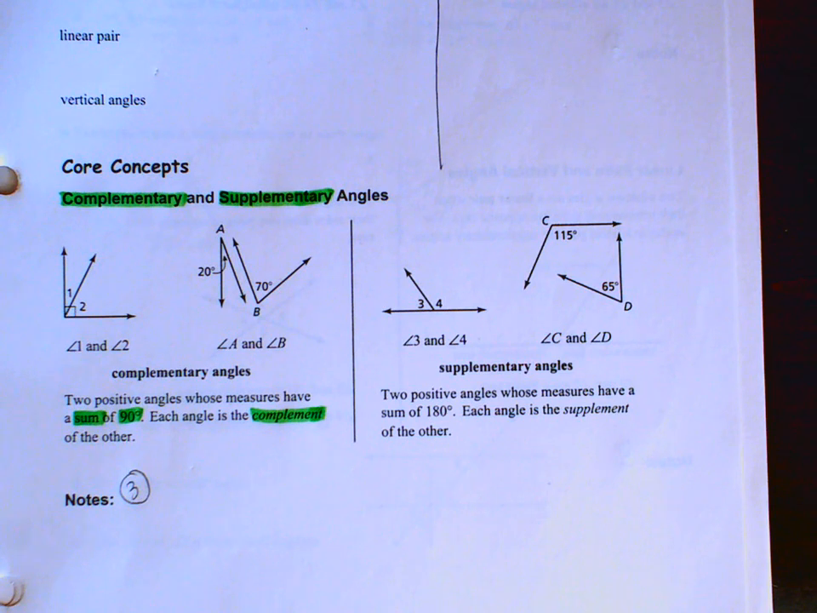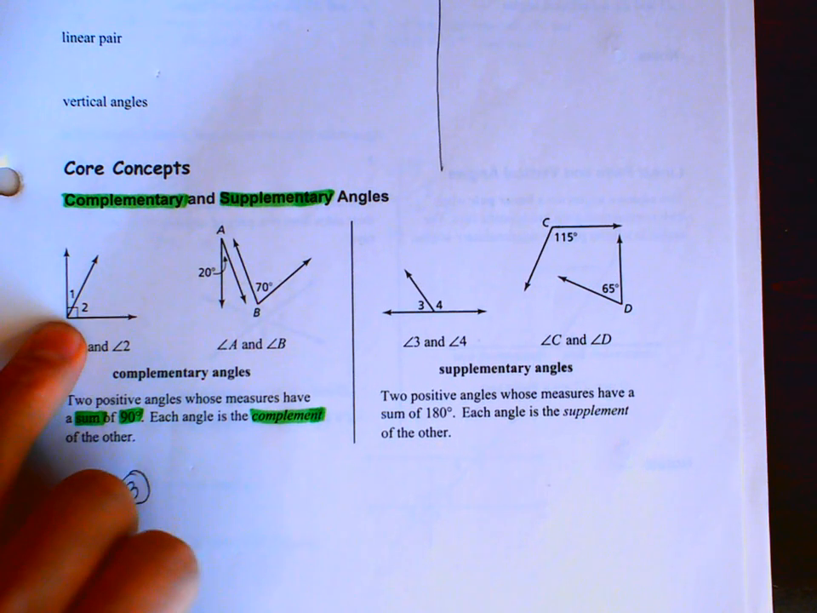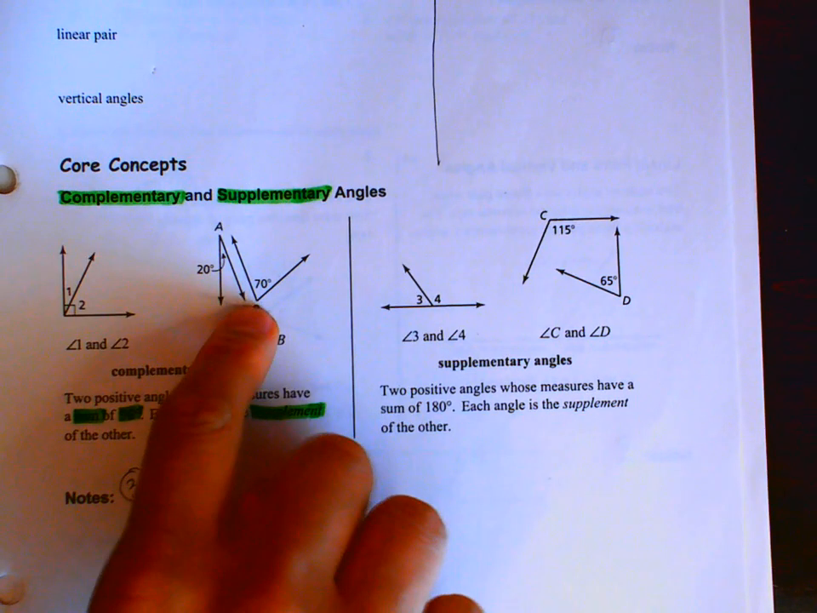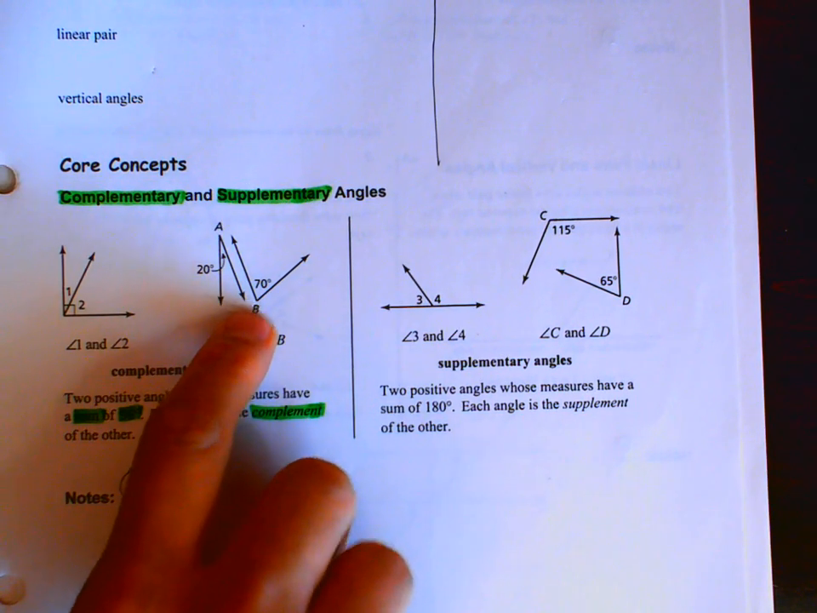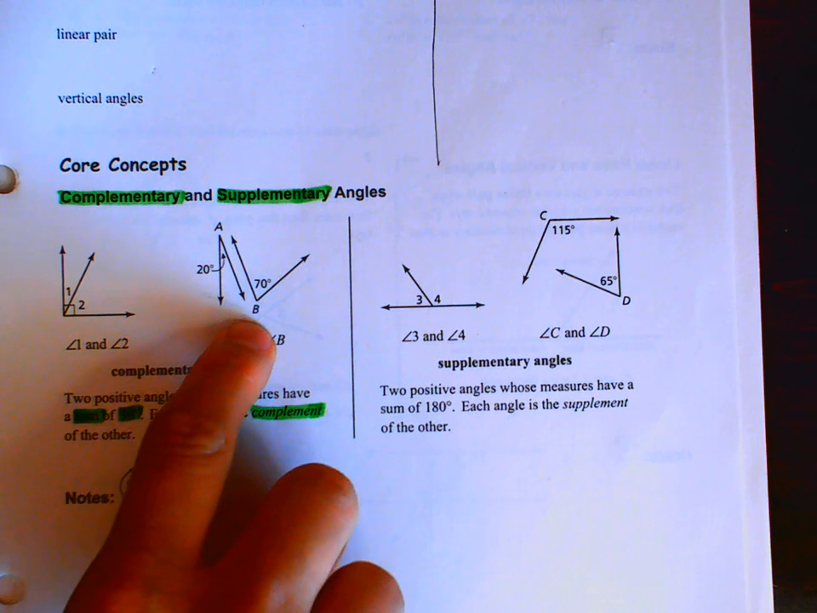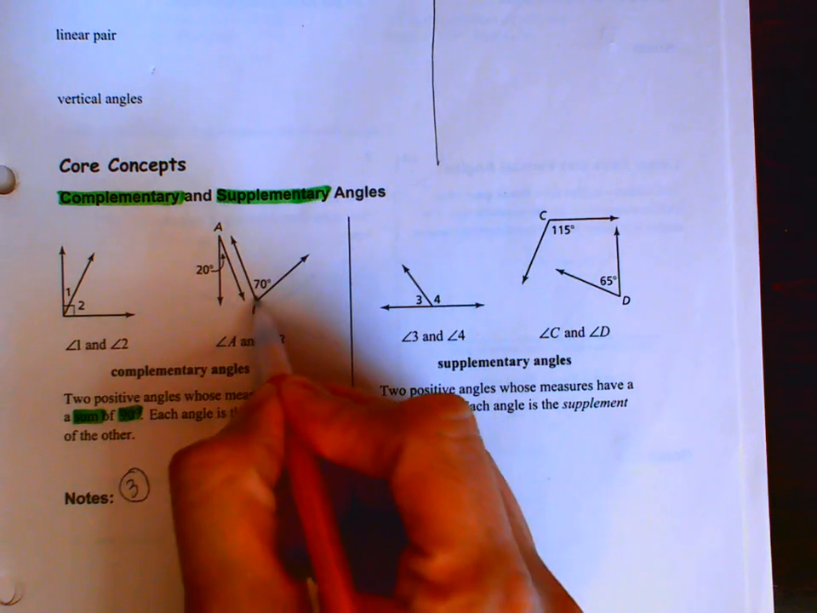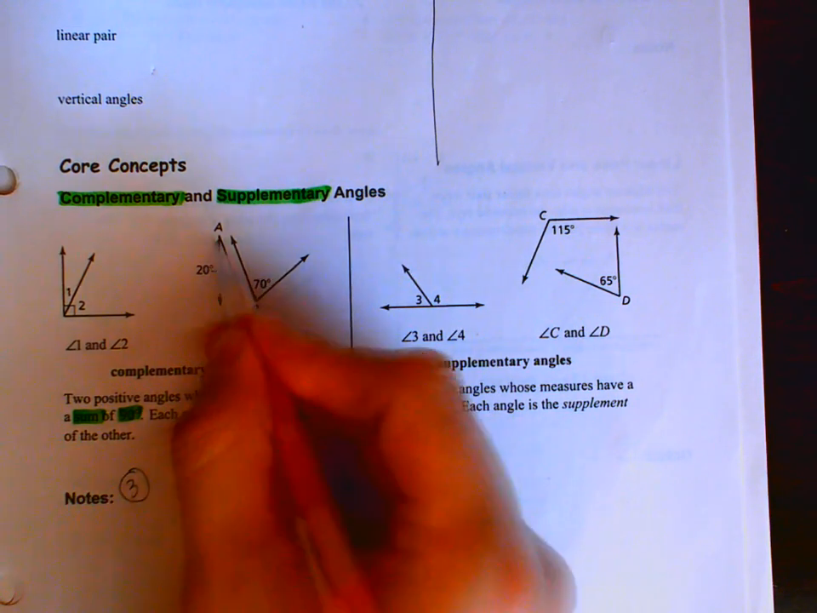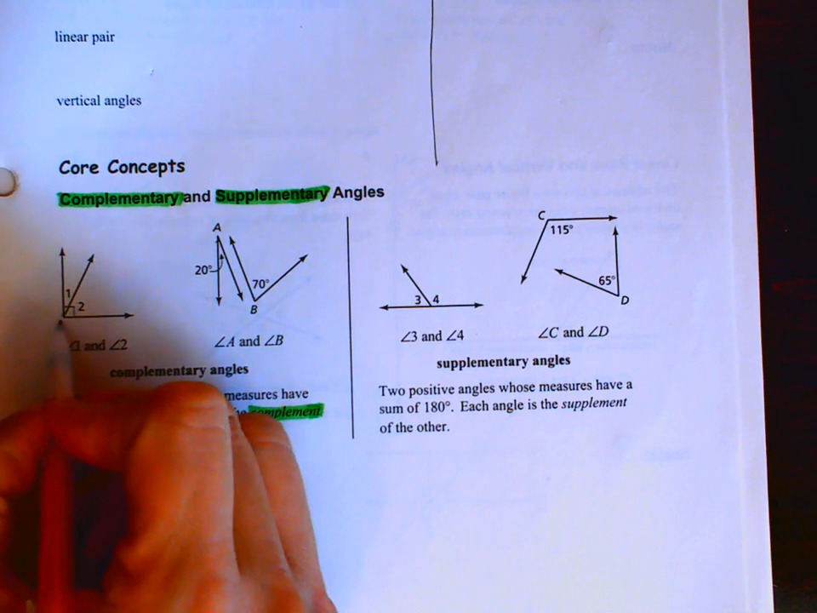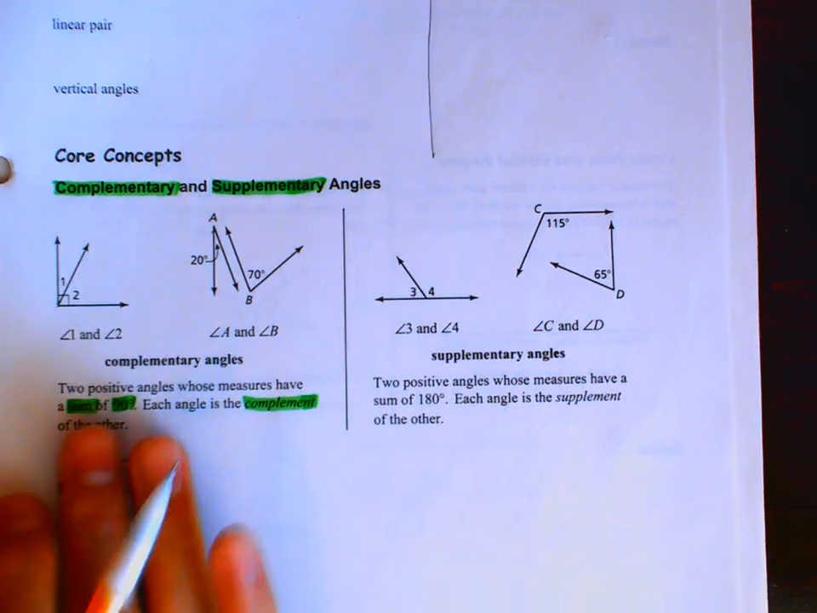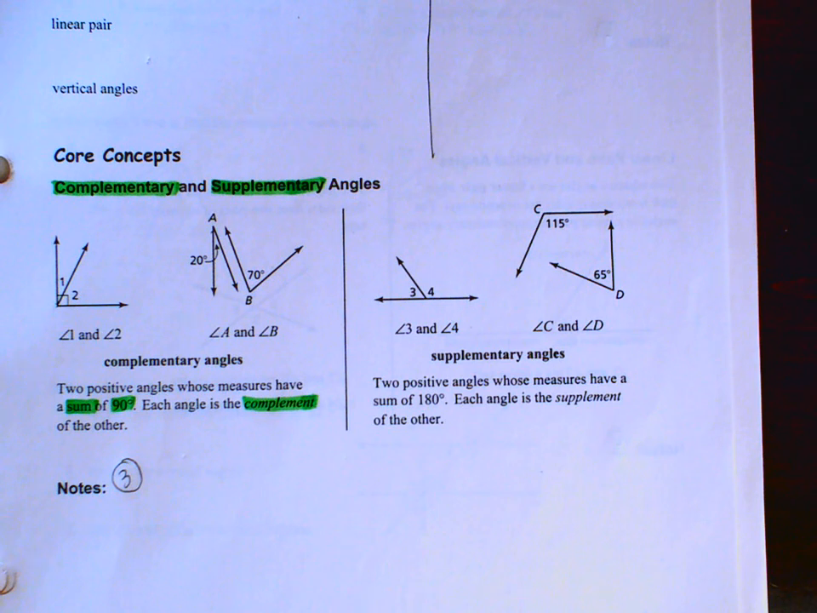Sometimes they're going to be adjacent, like you see right here, and we're going to talk about that in a little bit. Sometimes they're going to be completely disconnected, where they don't share the same vertex. Here, vertex B, vertex A. Here, both angles have the same vertex. So these are called complementary angles.